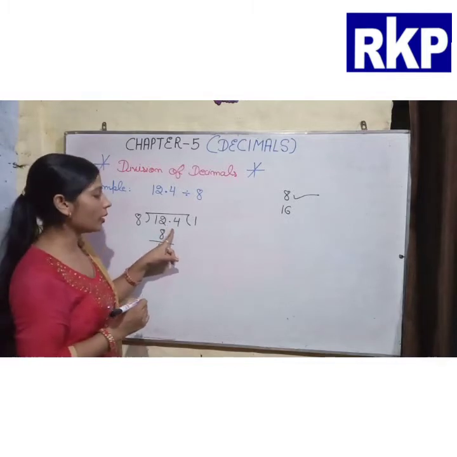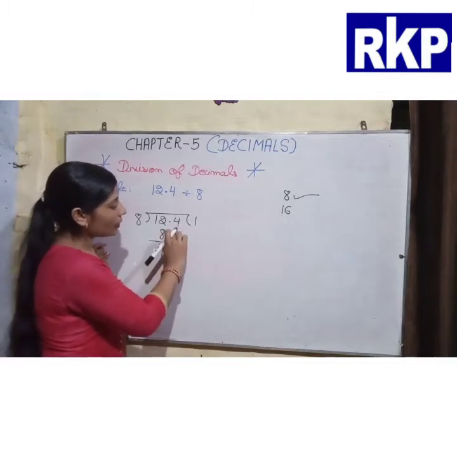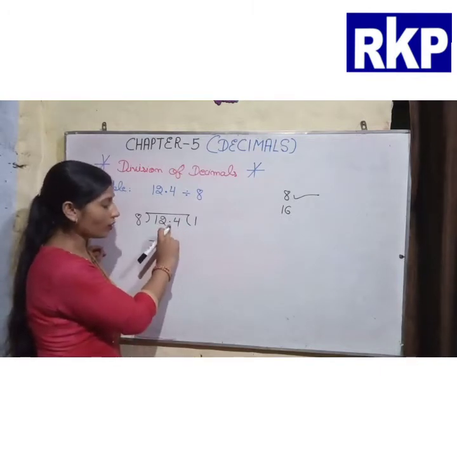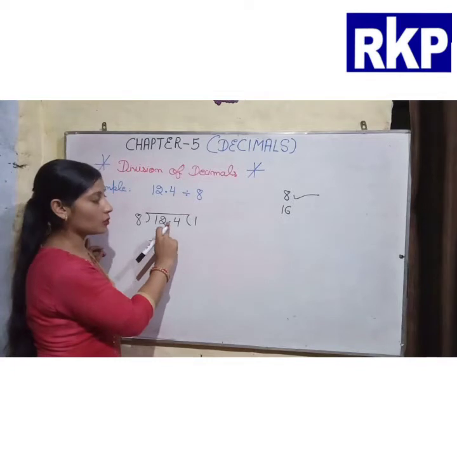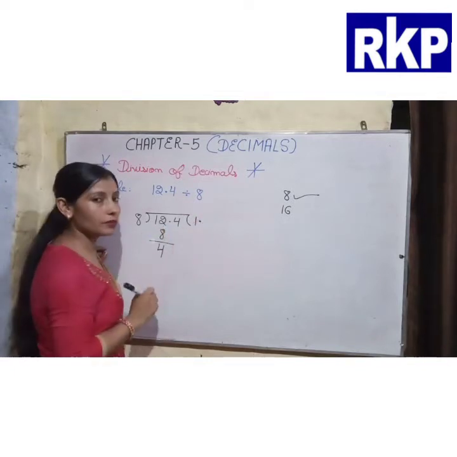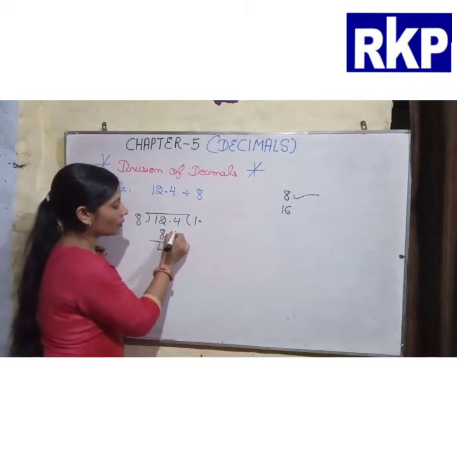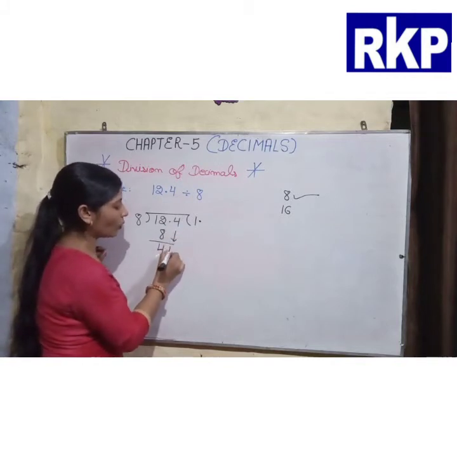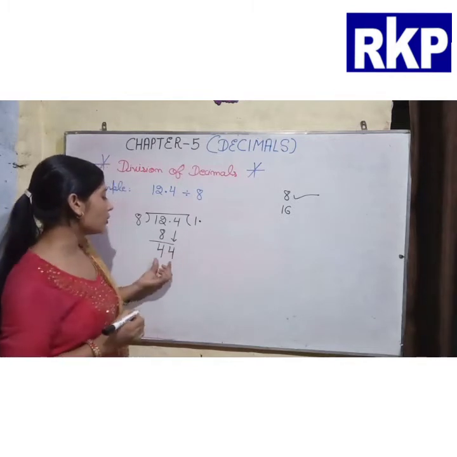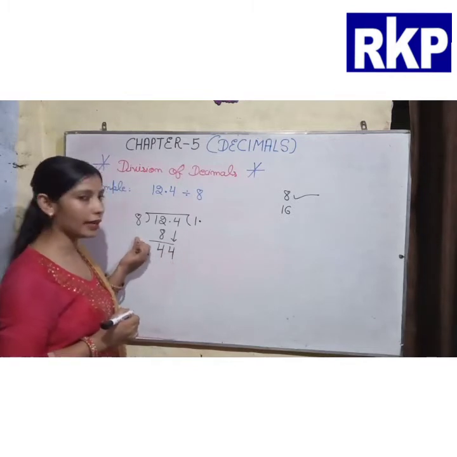Now bring down the digit 4, but before 4 we have the decimal point. So we put the decimal point in the quotient. Now bring down 4. Now we have 44 and we have to divide 44 by 8.